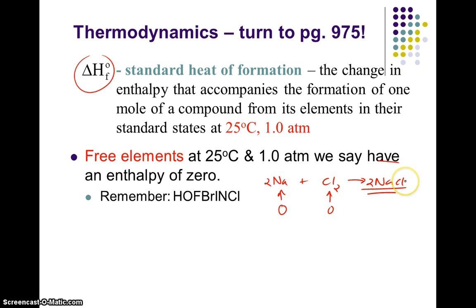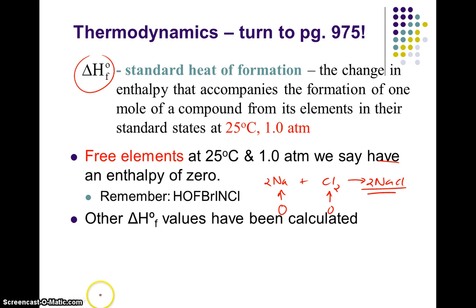So things that are free elements are going to be things that stand alone. So solid sodium, any of our Hankelbrief or Hofbrinkel, as Mrs. Staub likes to say, elements. All of those things would have a delta H sub F of 0. All the other delta H numbers you could possibly need have been calculated for you and can be found in the table on page 975 in your textbook.